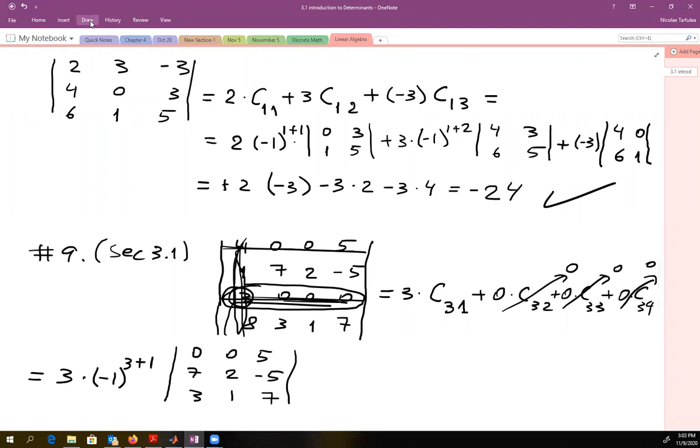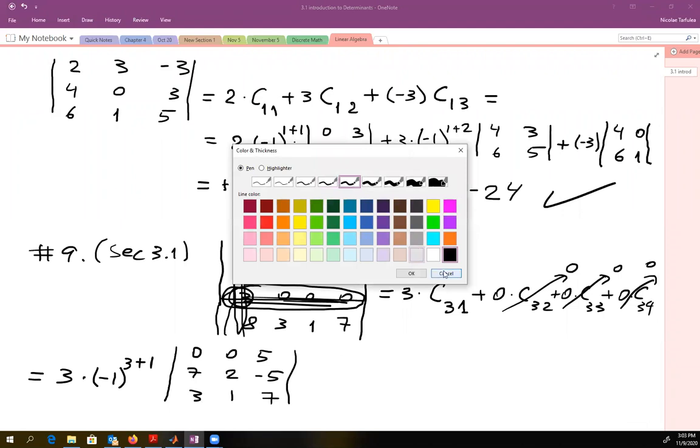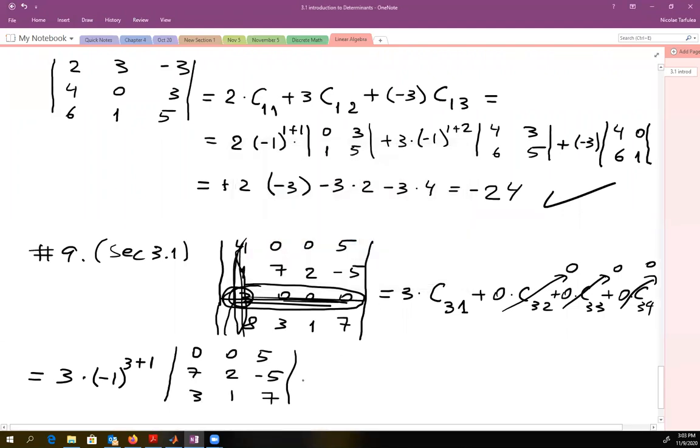Okay, all right. Well, now we have another problem, right? So this is 3 times this determinant. How should I compute this one? What row or column should I use for the cofactor expansion?